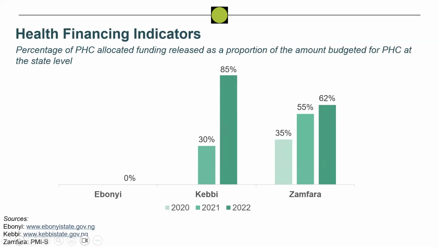In the health financing domain, we looked at the percentage of allocated primary healthcare funding released as a percentage of the amount budgeted for primary healthcare at the state level. This indicator increased substantially in Kebbi from 30% in 2021 to 85% in 2022. It increased steadily in Zamfara from 35% in 2020 to 62% in 2022. No data were available for Ebonyi for 2020 and 2021, and no funds were released in 2022. Next slide.